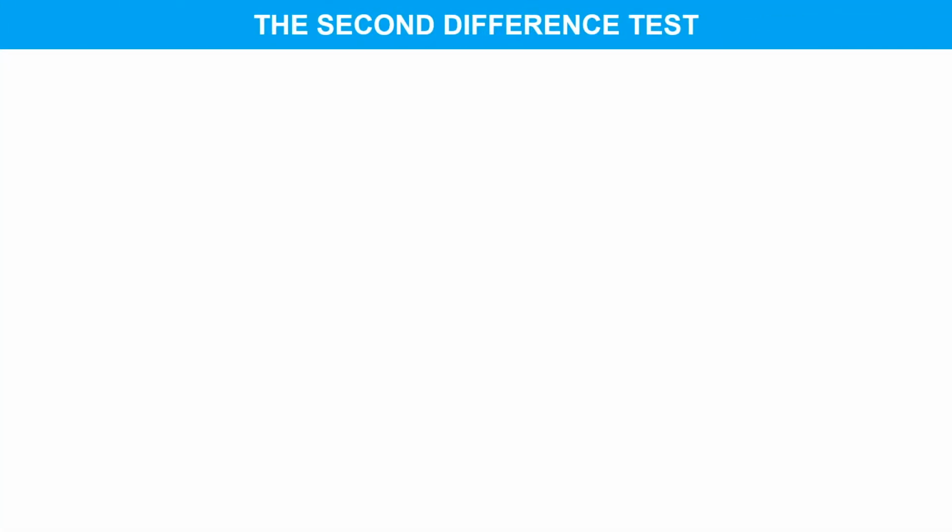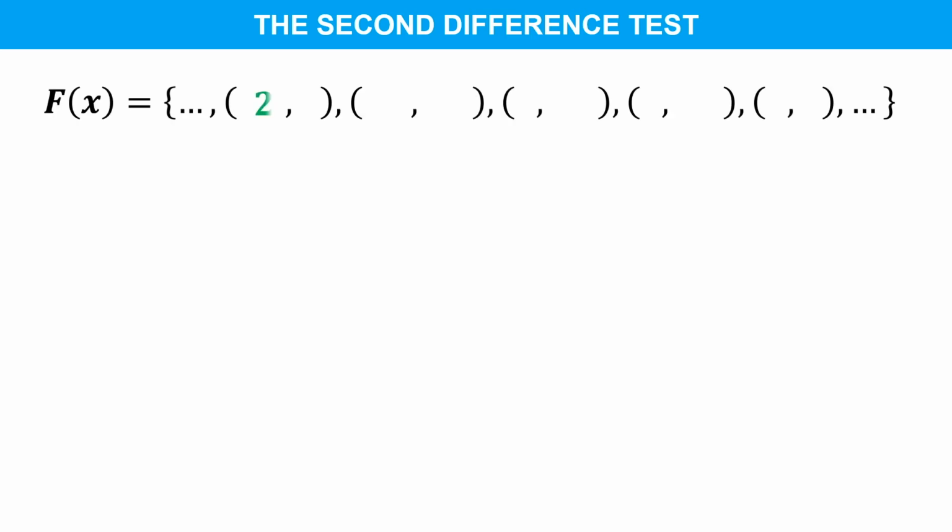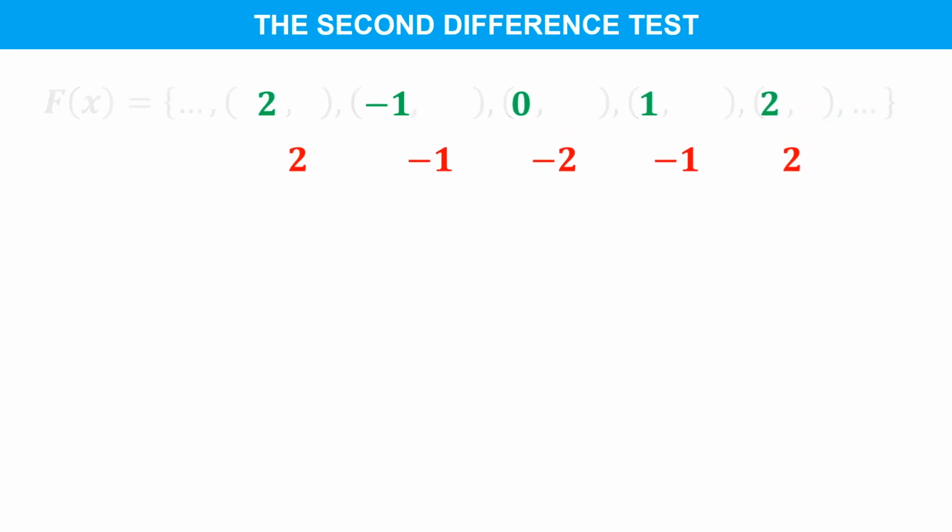If a relation is expressed as a set of ordered pairs or as a table of values, you can determine whether the given relation is a quadratic function or not. Observe how the second difference test is applied in this example. Let's examine if the given relation f of x is a quadratic function or not. Let's separately investigate the behavior of the x and the y coordinates.